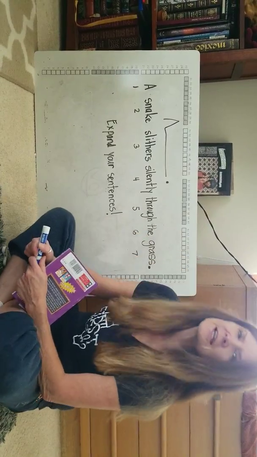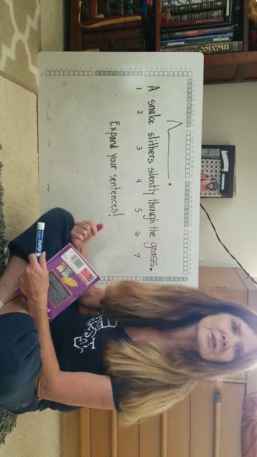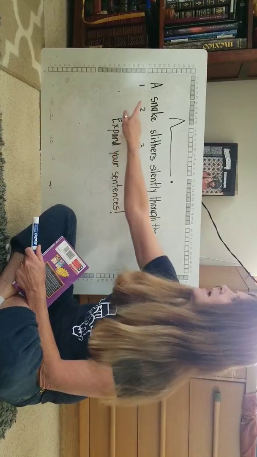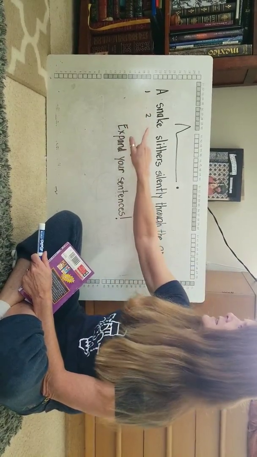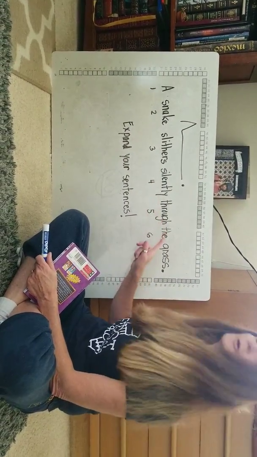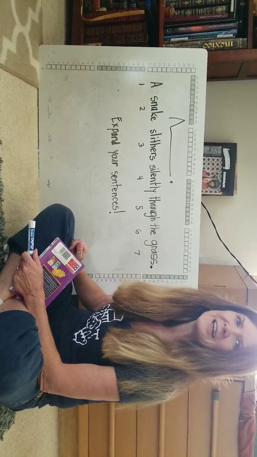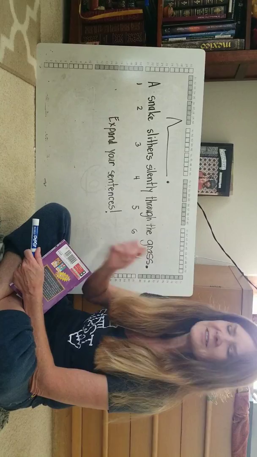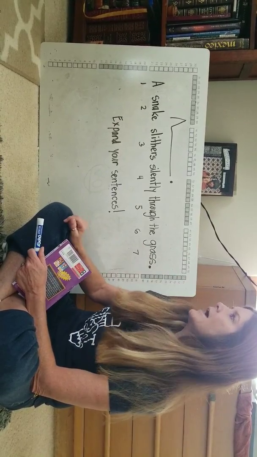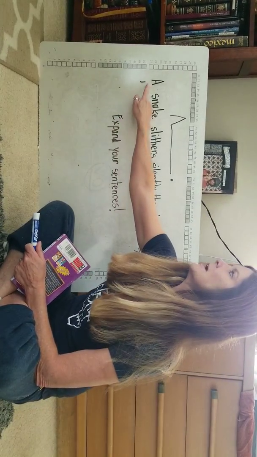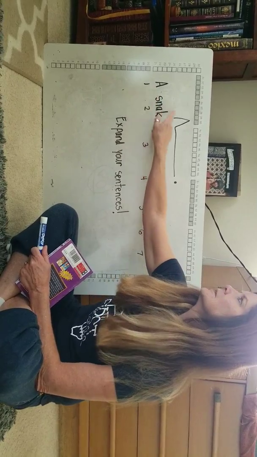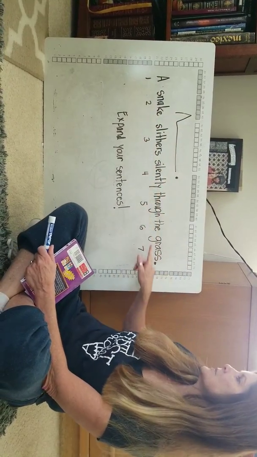First thing I'll do today is I'll correct your framing your thought sentence. Today's sentence said, a snake slithers silently through the grass. I chose that sentence because today you heard about snakes on Mystery Doug. As always, my sentence starts with a capital letter and ends with an ending mark.